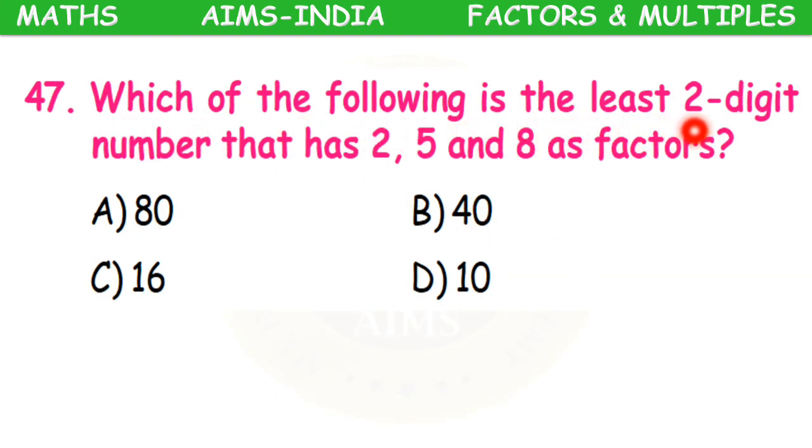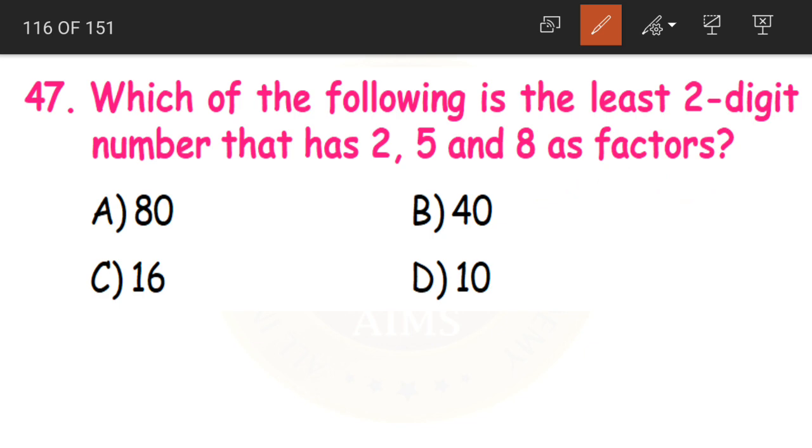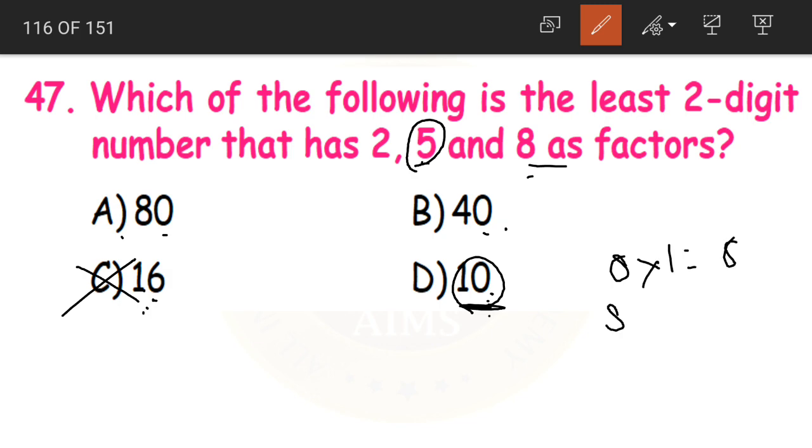Next question. Which of the following is the least 2-digit number that has 2, 5 and 8 as the factors? Now if we look at the given numbers, children, for a number to be divisible by 5, it should have 5 or 0 in the ones place. 16 is not having that, so 16 cannot be our answer. Now if you look at 10, 10 is not divisible by 8. Yes, we have 8 ones are 8 and then 8 twos are 16. So again 10 is not our correct answer. Why am I going with the smallest number first? Because we want to find out the least 2-digit number.